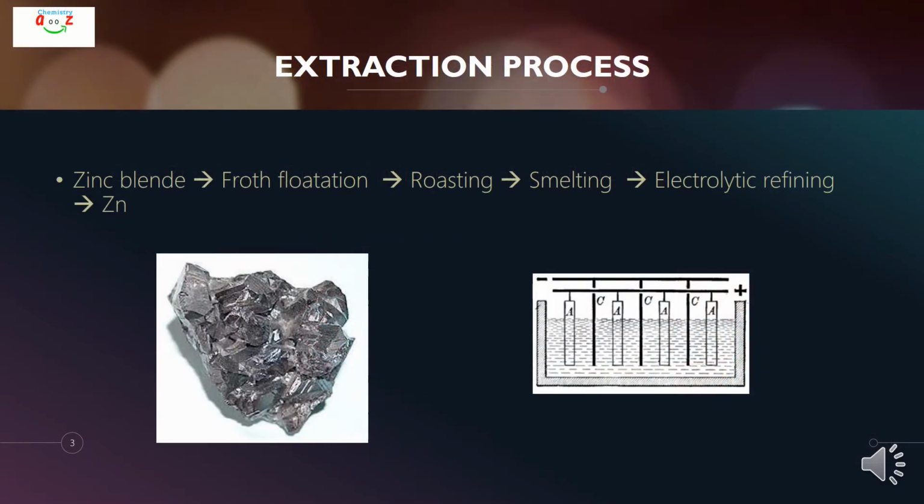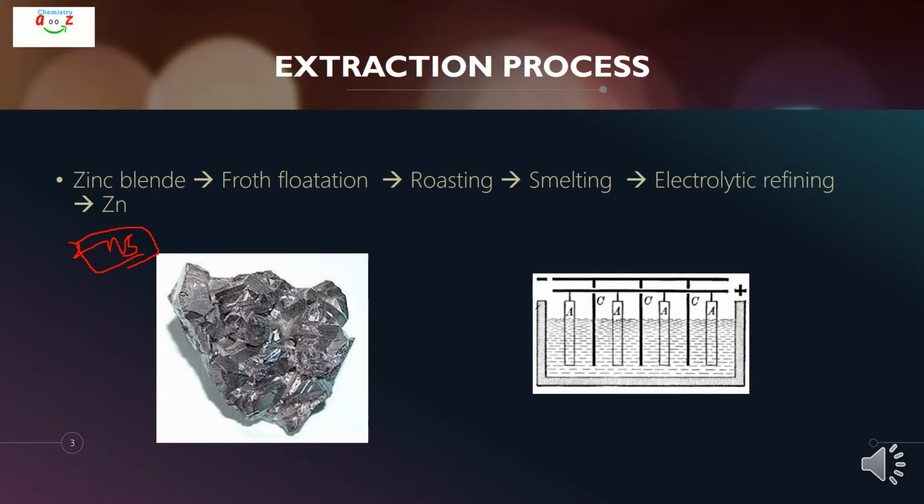Now, for the extraction process, the main steps to be followed: here we are taking zinc blende. The formula of zinc blende is ZnS. Zinc blende we are taking for the extraction process. First of all, as it is a sulfide ore, we have to go for the froth flotation method.